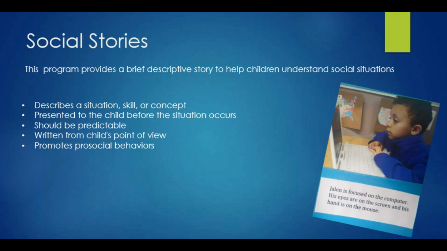We've used Social Stories with him with his particular autistic disorder. This actually describes a situation, skill, or concept. It's presented to the child before it occurs so that they know how to act in the situation. It should be a predictable social story. They should be able to predict what is happening. It should be written from a child's point of view and promote pro-social behaviors. This type of program, Social Stories, is considered a very promising behavioral intervention, especially, like I mentioned, for children who lack that social interaction skill.